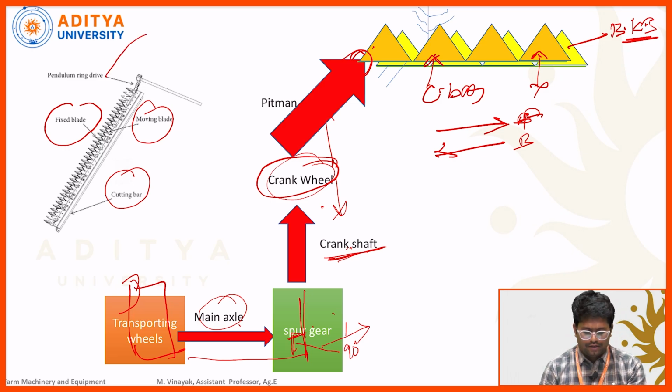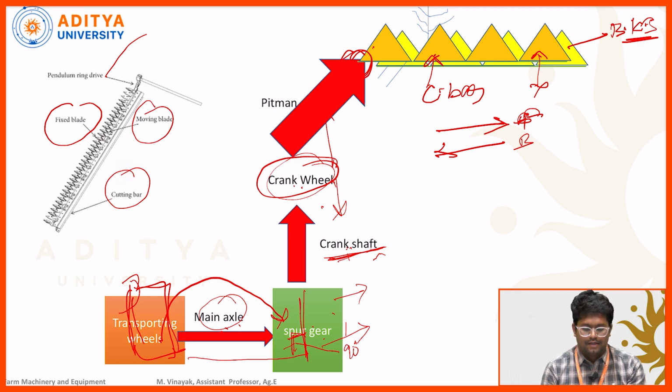The final conclusion of this slide is that the power is received from the transportation wheel. It will be transferred to the spur gear by the main axle. The main function of the spur gear is to transmit the power through 90 degrees. Whatever power we get here will be transferred to the crank wheel by using the crankshaft. The crank wheel is an intermediate part between the crankshaft and the pitman arm.